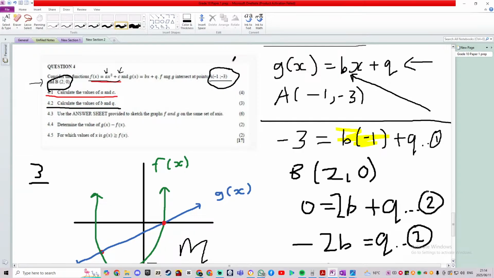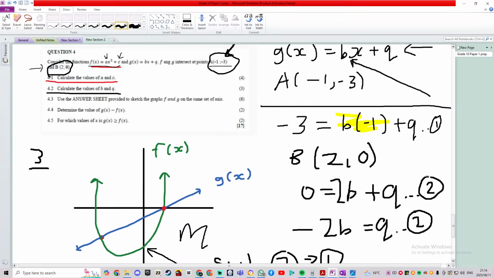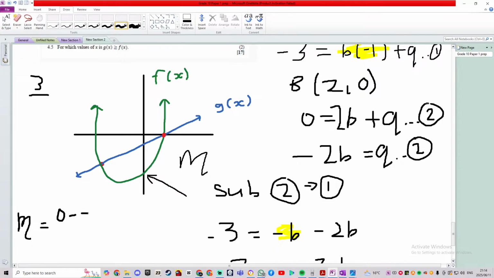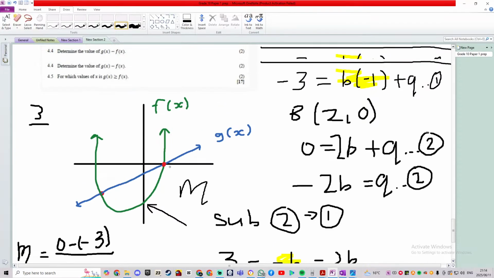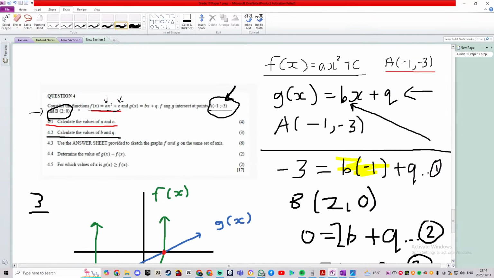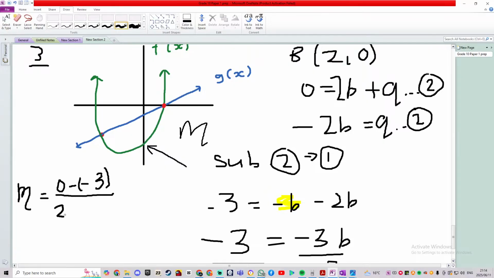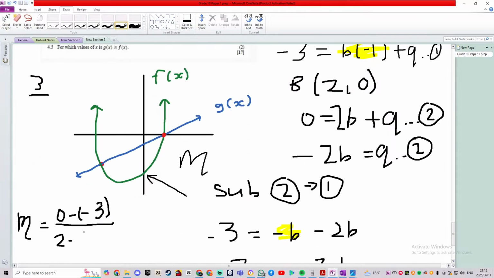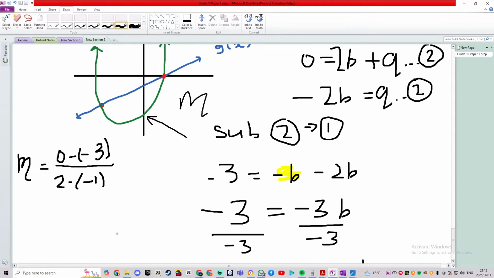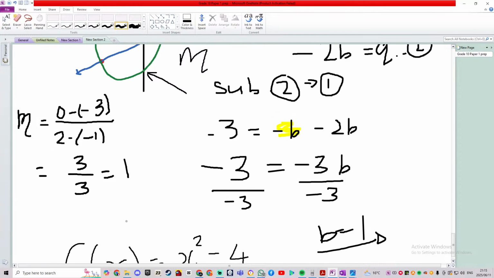y2, which is minus 3. No, sorry, 0. So y2 minus minus 3. Now I'm just going to do the gradient one again. Right? Then x2, which is 2 minus minus 1. So that gradient is equal to 3 over 3, which is equal to 1, which I said the gradient is equal to b. So you can see there that it is the same answer I was about to say.